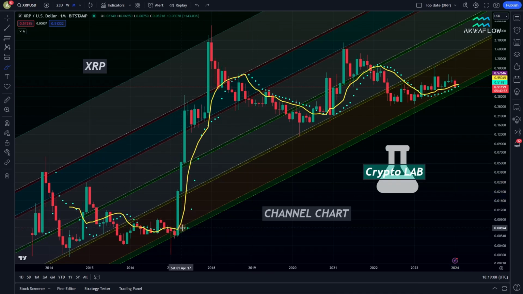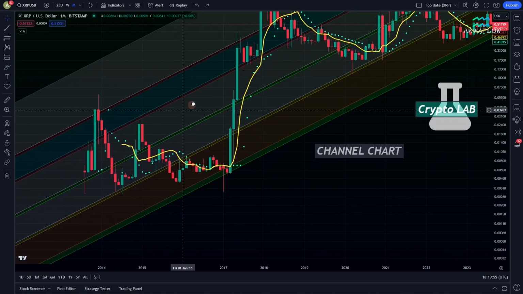So as I said, the first thing that we have to pay attention to is the blue dots. We don't want the blue dots to go outside of the green zone, meaning below it. So far, the blue dots are still in the green zone, so we are good. In addition, we know that we have the yellow line, which is a simple moving average, okay? And when the yellow line touched the green line, this is what triggered the moonshot.